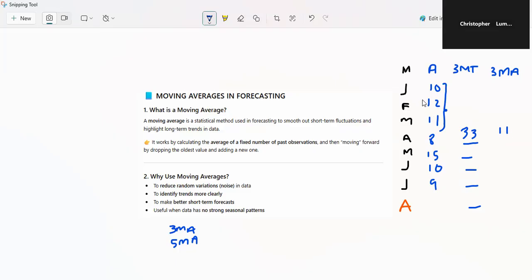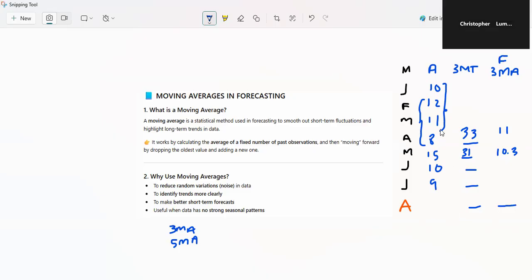Then we go to the next 3 here. Start from 12 now. 12 plus 11 plus 8, what do we get? 31. Then divide that by 3, what do we get? 10.33. That's how we do the averages. So the forecast is actually the moving average here. So for May, the forecast will be 10.33. Our interest is the forecast for August.